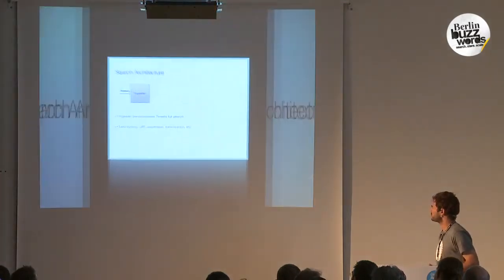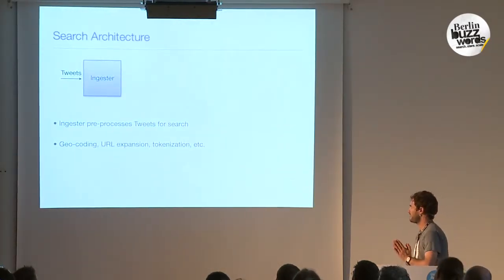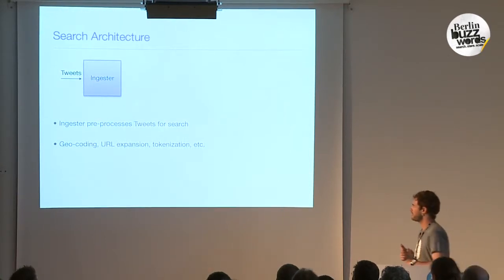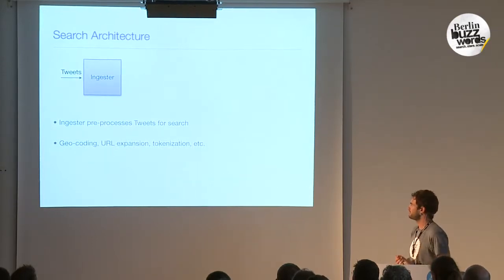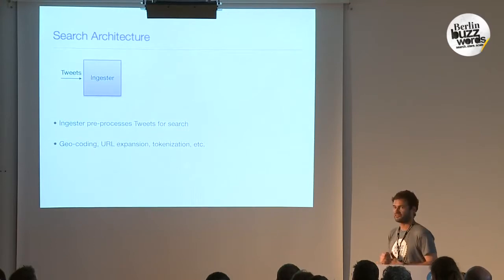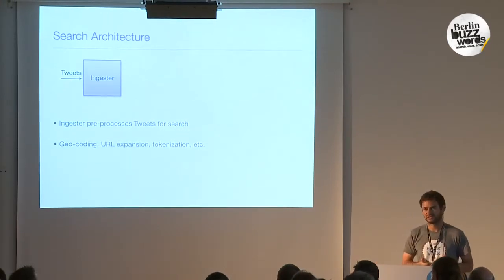Cool. Okay, so our search architecture. We have a few different components. The very first thing that happens when tweets come into the system, they go through various pipelines and then they arrive at the search ingester. The ingester is a component that pre-processes tweets and tokenizes them.